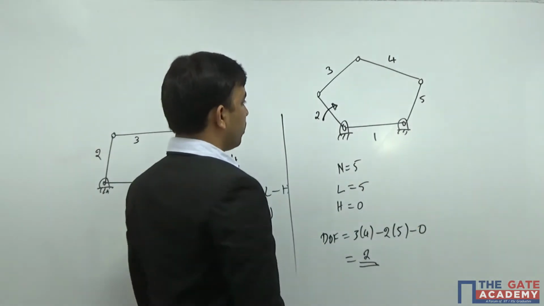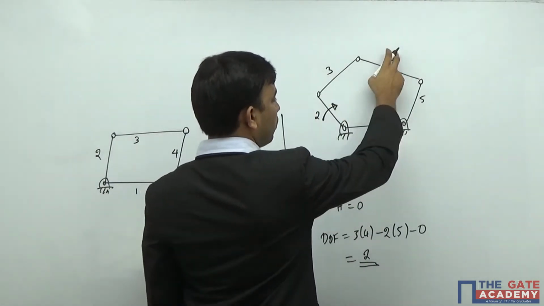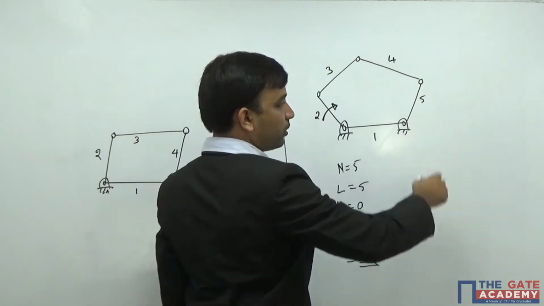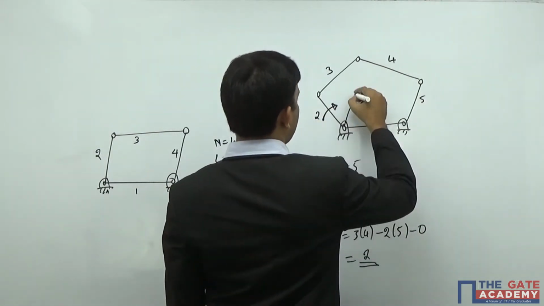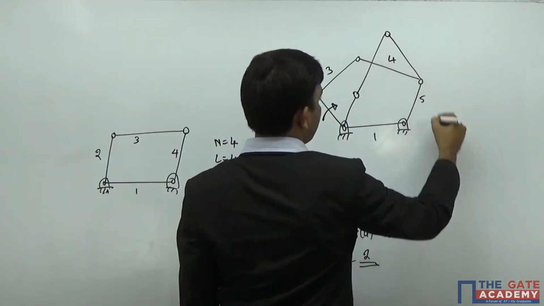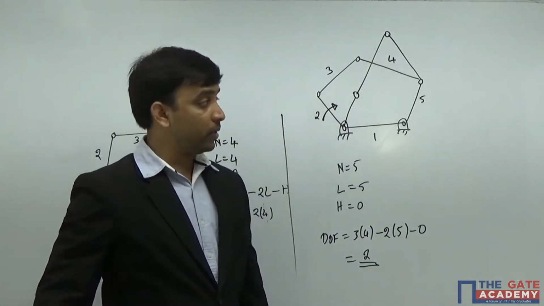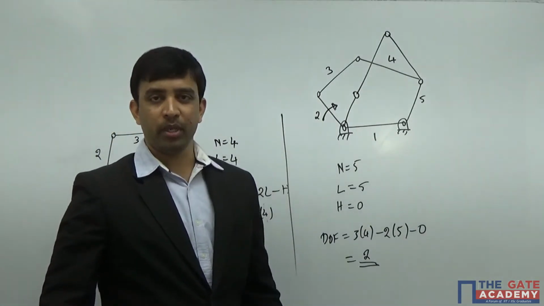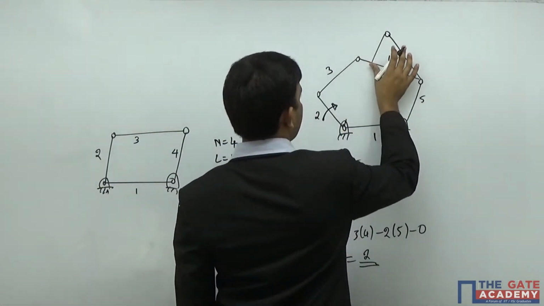Now see here, there are two possibilities. One, when I rotate link number 2, link number 4 moves in some fashion so that link number 5 also rotates clockwise. Or it may happen like this: when you rotate link number 2, link number 2 displaces, link number 3 comes like this, link number 4 will stay like this, and there won't be any effect on link number 5. So this may happen. There are two possibilities: one is link number 5 is also rotating, and the second is link number 5 is not moving at all.